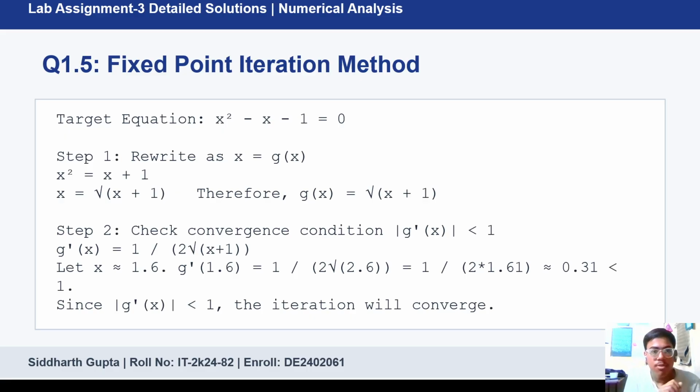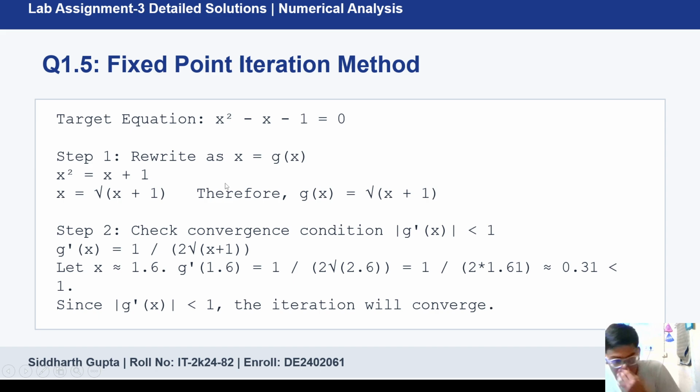Now coming to the last method for solving the roots of a polynomial, that is the fixed point iteration method. For fixed point iteration method, we will represent this equation in the form of x is equal to g(x). So we can take this x and 1 on the right hand side. So x square will be equal to x plus 1. Now we can say that x is equal to under root x plus 1.